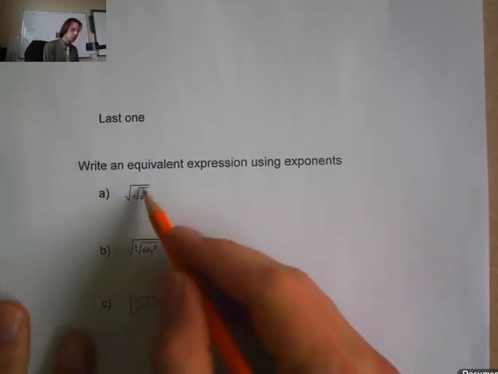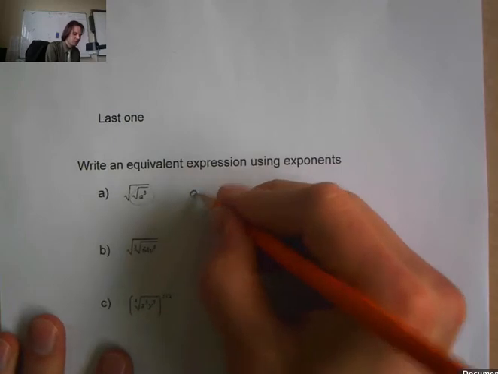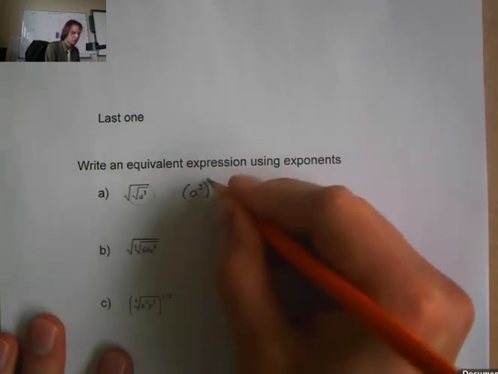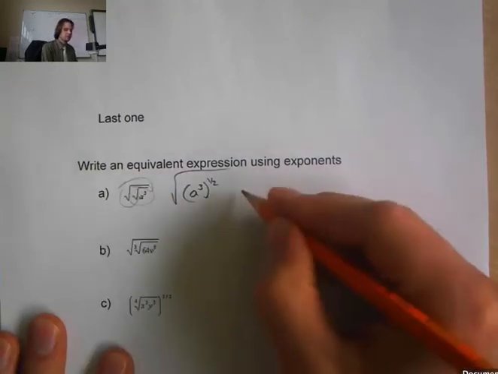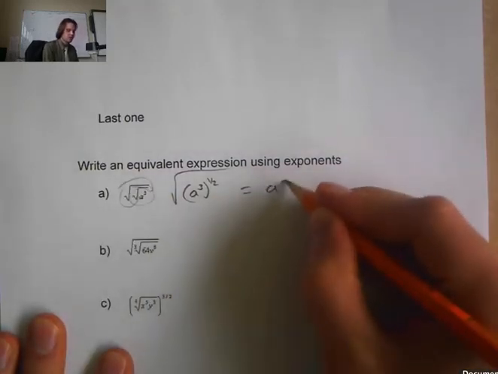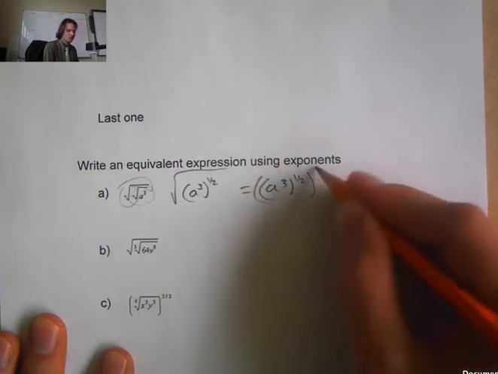Okay, so we want an equivalent expression of exponents. We have a square root of a square root. So I'm going to leave that with a to the power of 3, all to the 1 over 2. That's square root. Now we have to get rid of the next square root. That's another 1 over 2. So that's a to the power of 3, all to the 1 over 2. And then we have this to the 1 over 2.